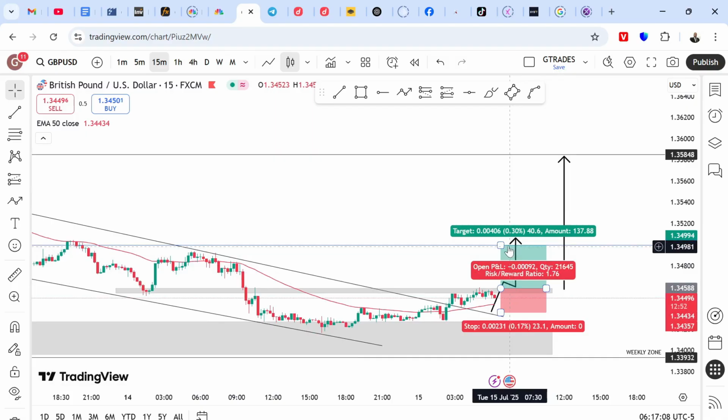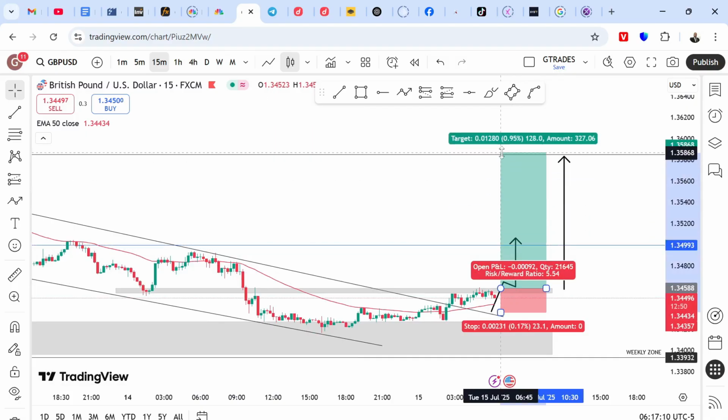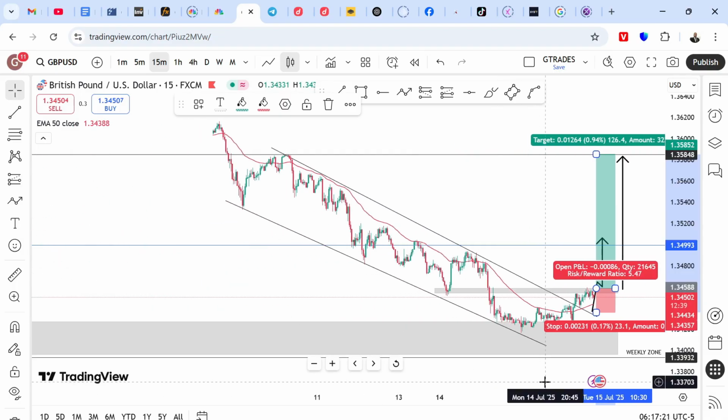Then we'll be looking at the second TP here. Now this is the day trading approach. This is about 5 risk to reward. So you're risking 23 pips to get over 126 pips. You can imagine how huge that is.